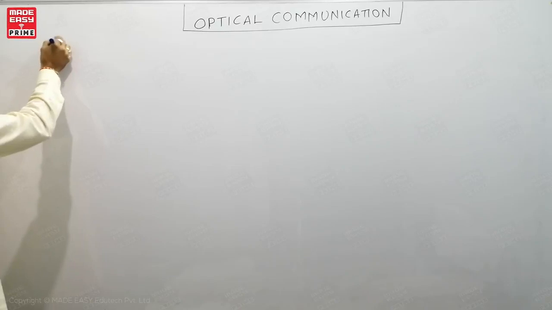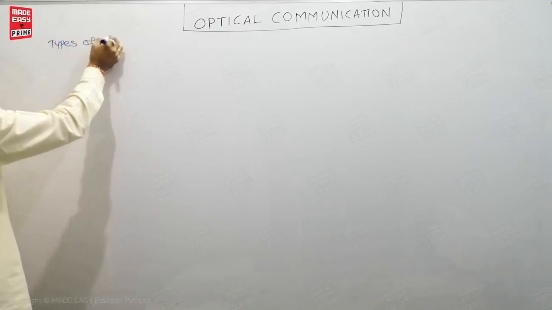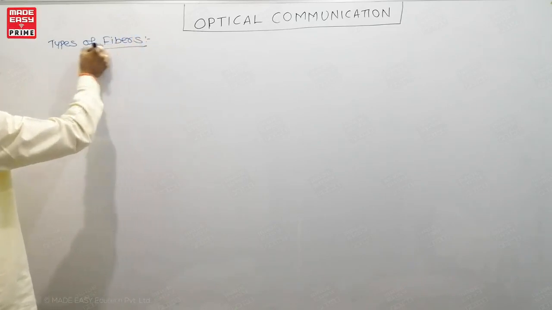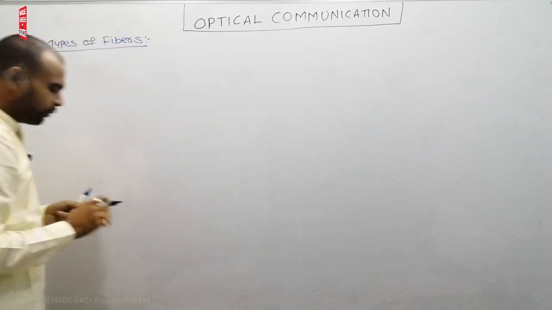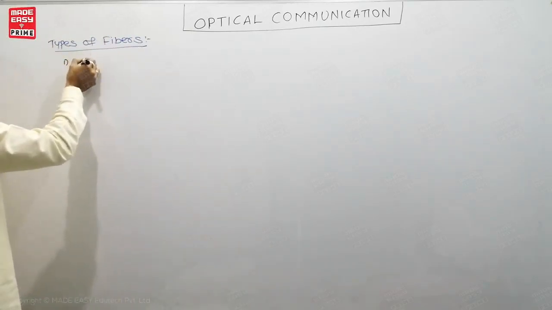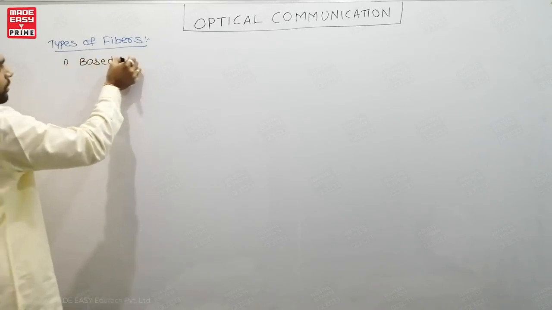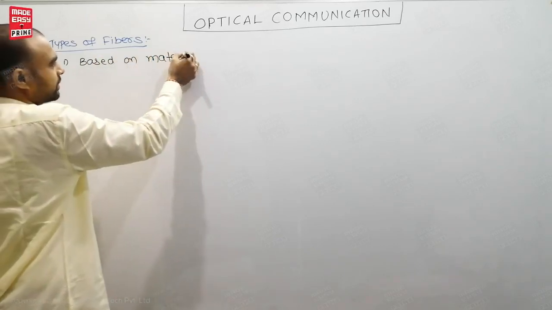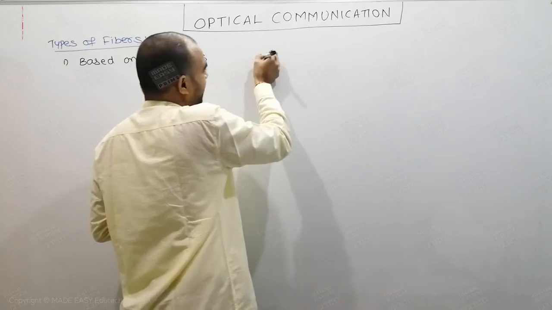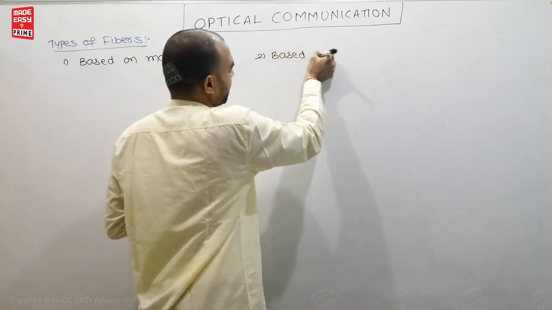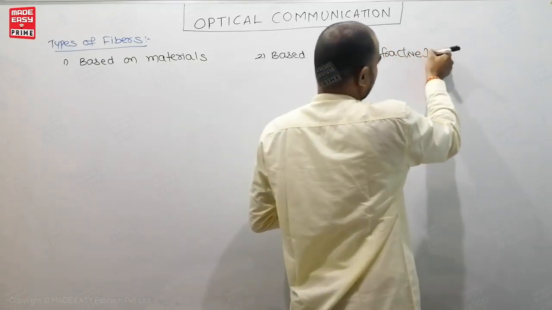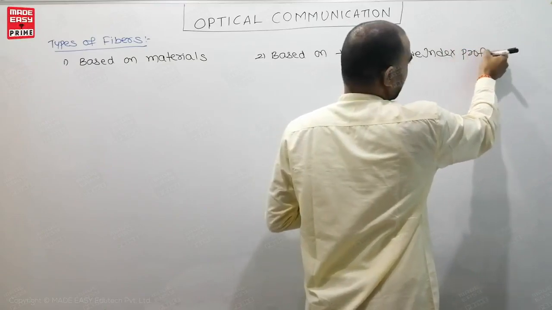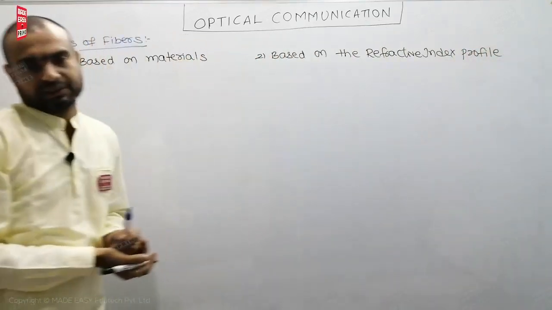So the next topic is types of fibers. Basically, fibers are classified into two types. One is based on the materials. The second type is based on the refractive index profile. Based upon that profile we are going to be classifying the fibers.